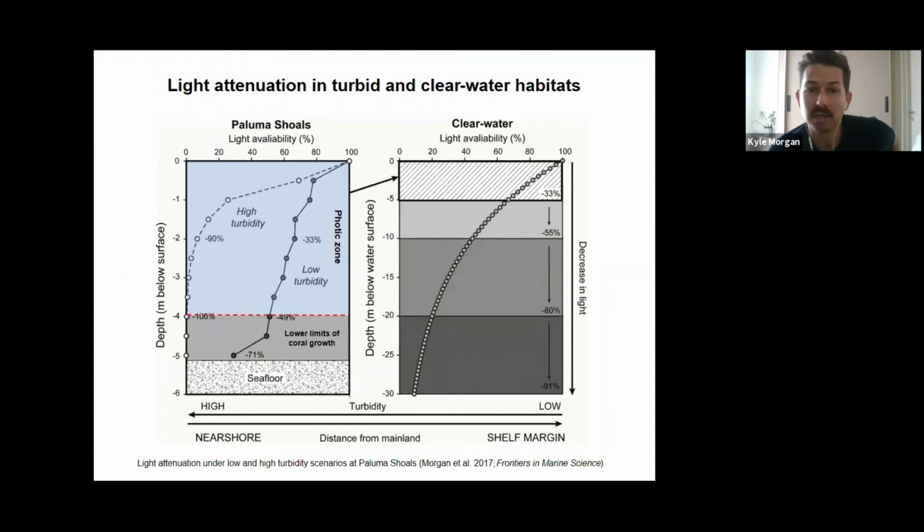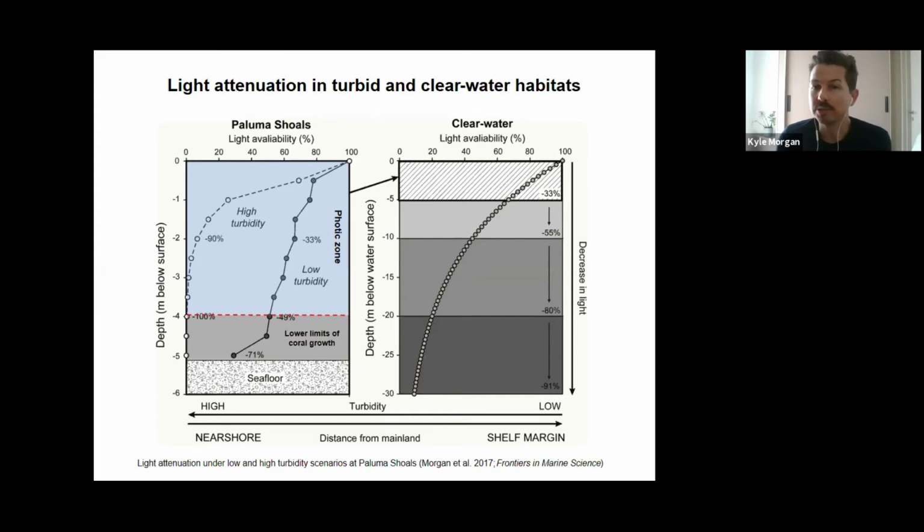So one of the key drivers of this vertical shift and rapid shift in habitat is really to do with light attenuation from the surface down into the depths in these really turbid waters. We have high amounts of sedimentation and suspended material being constantly reactivated by wave processes. And we can see from data collected from Paluma Shoals on the left-hand side, under high turbidity conditions at 4 meters water depth, about 100% of surface light is completely removed.